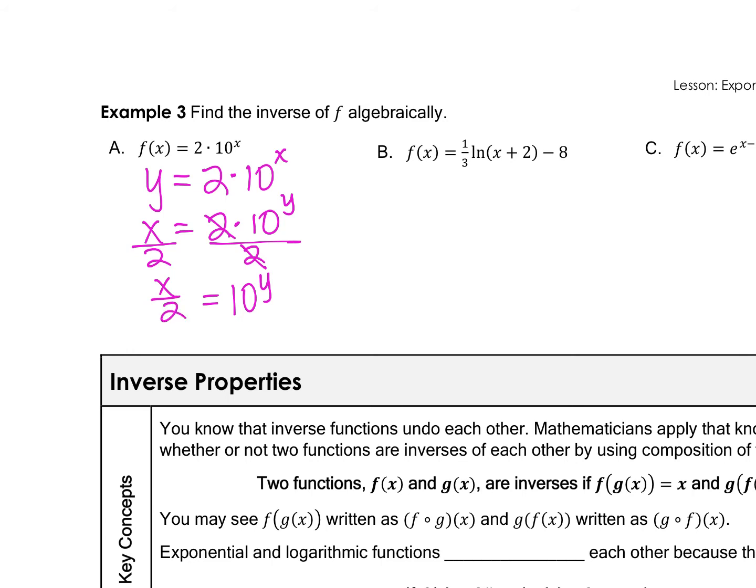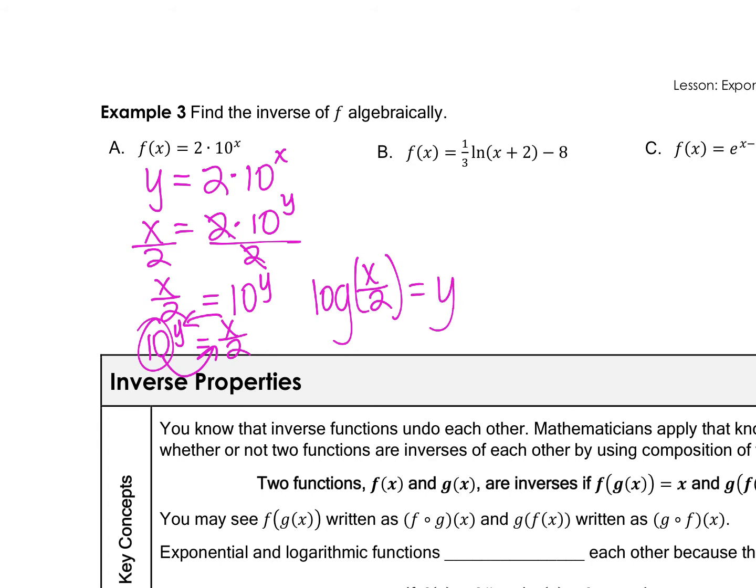And then once I have my base isolated, then I can change it to log form. Again, you're always beginning with your base. If you want to rewrite it as this, that's fine. So notice my base is 10, which means I would just have a common log with no base of x over 2, and that equals y.